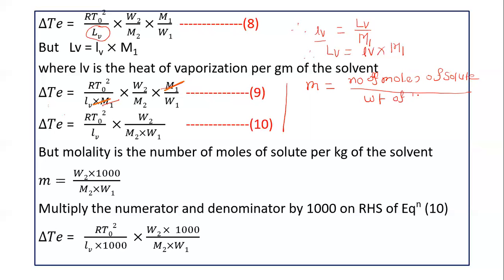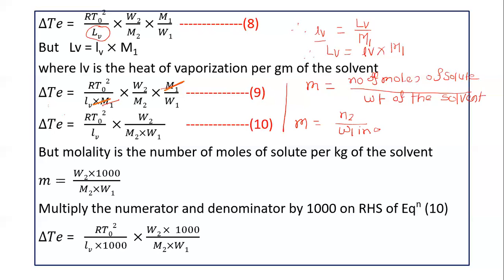So in this case, suppose that weight of the solvent is given in gram. What is the term we can use here for weight of the solvent? Weight of the solvent is denoted by W1 gram. So let us write this: molality m is equal to number of moles of the solute, denoted by the letter N2, divided by weight of the solvent, W1 in gram.